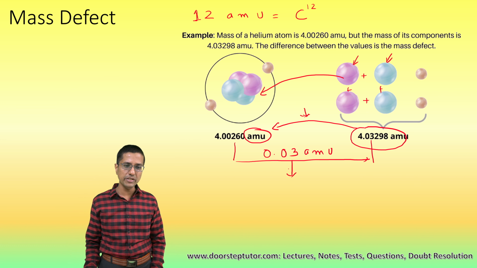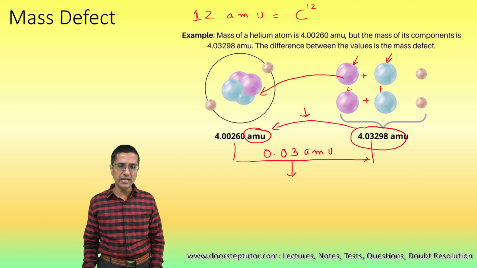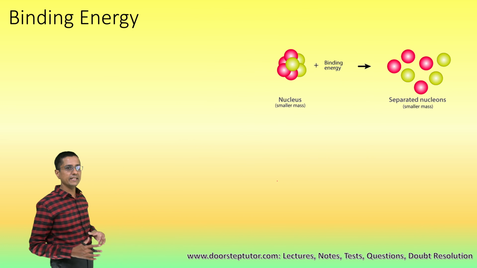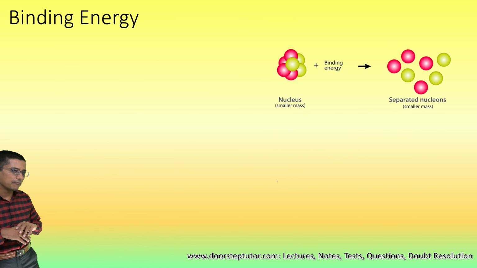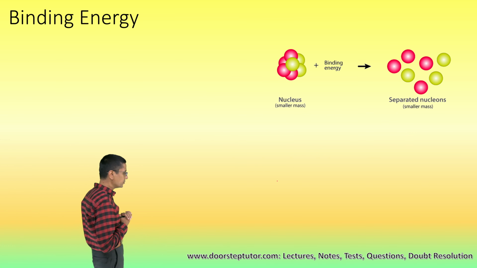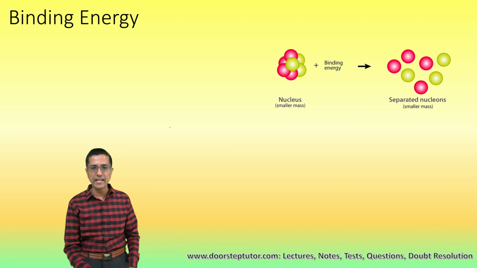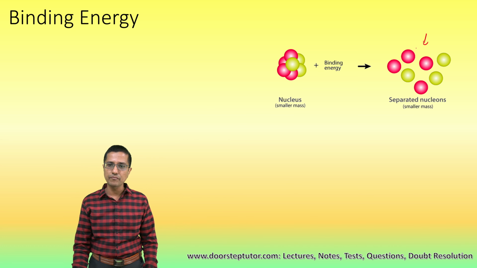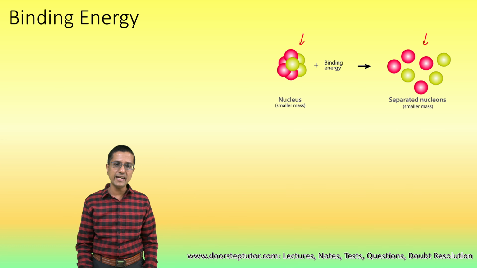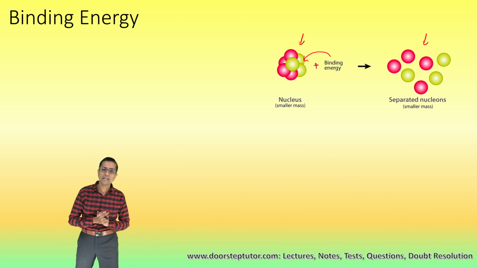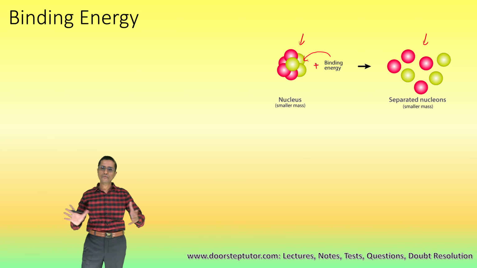So we have talked about the mass defect, and we have talked about the energy which is released when these nucleons come together due to the mass defect. And this energy which is released when the nucleons come together is known as the binding energy of the nucleons. So again, these are separated nucleons. These are the nucleons which are inside the nucleus. I would need to supply the binding energy, a large amount of energy, to the nucleus in order to separate the individual nucleons.